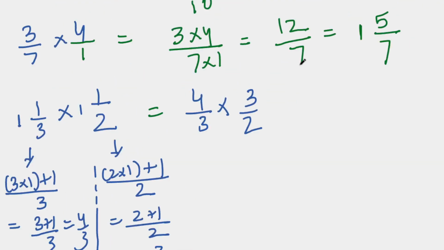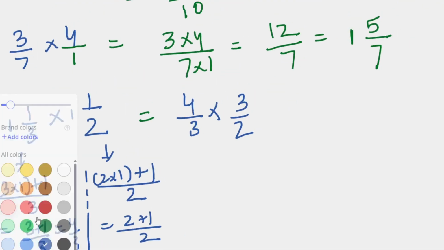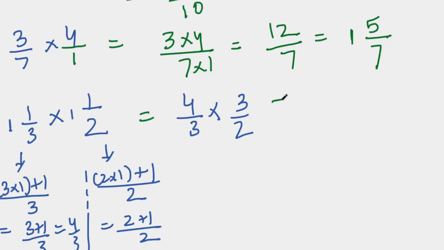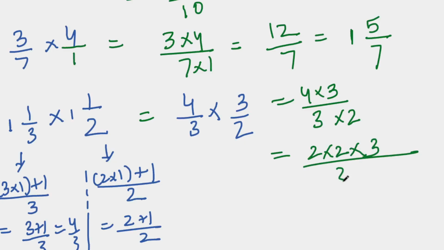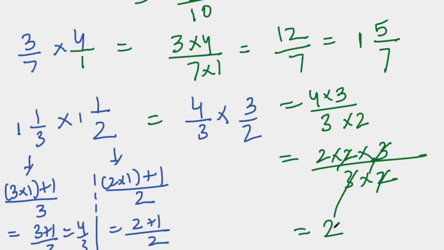Now again multiplying numerators to each other and denominators to each other. But here we see there are common factors in the numerator and denominator, right? 4 can be written as 2 times 2. Now cancelling out 3, cancelling out 2 gives us 2. So here the answer is 2. We get a whole number here. Okay.